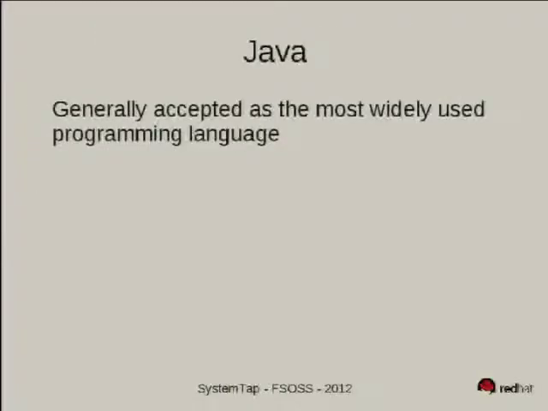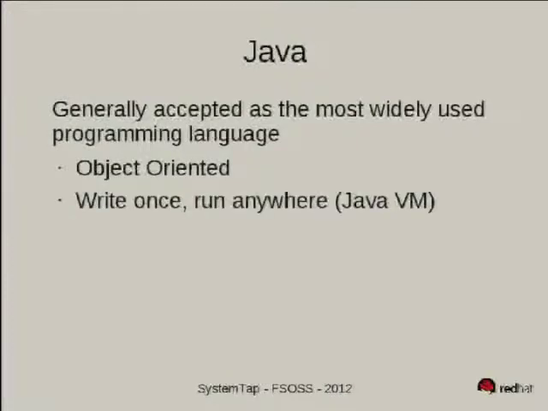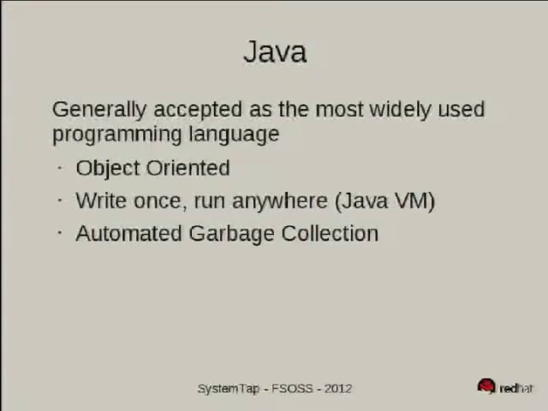Hi everybody, my name is Lukas. I was a former intern on SystemTap and I've returned full-time at Red Hat. So we're going to start with Java. It's generally accepted as one of the most widely used programming languages in the world. Just as a frame of reference for the remainder of the talk, and in case you've been sleeping since 1995, a couple of its features: it's object-oriented, it's considered write once, run anywhere using the Java virtual machine, and it's got automated garbage collection, which is the point we want to highlight.